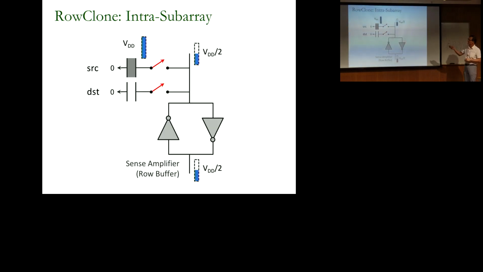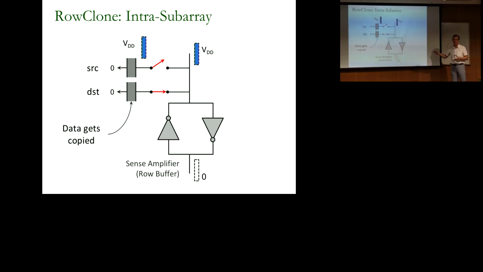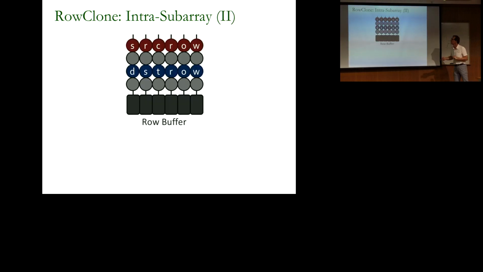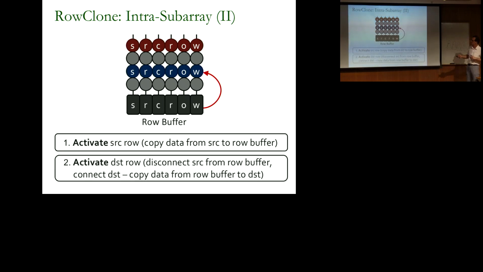So basically, this is the intra-subarray version of RowClone. It's very simple. Basically, this is what's happening. You connect the source to the row buffer. I've shown you an example of this before. What happens is the sense amplifier stores the data and then refills this. And then you disconnect this. The sense amplifier still stores the data that was connected by the source. And then you connect the destination, and the sense amplifier simply drives whatever data it has stored into the destination. No additional circuitry, basically. You just need to have two consecutive activates, and the second activate implicitly deactivates the source. And I think I've given enough of this.